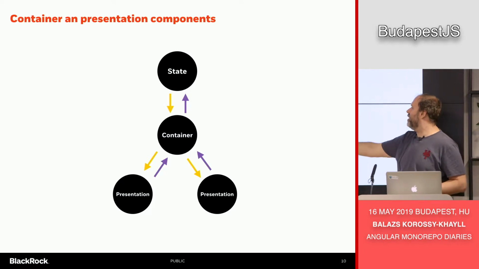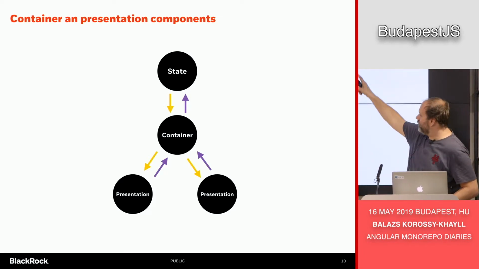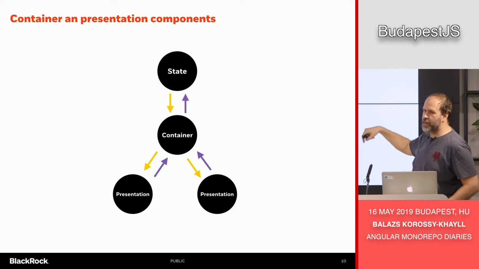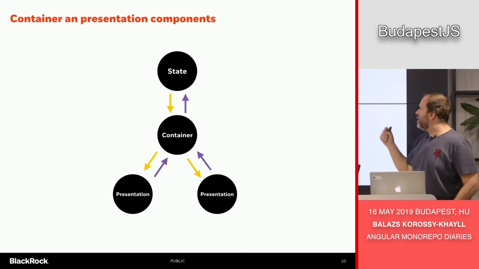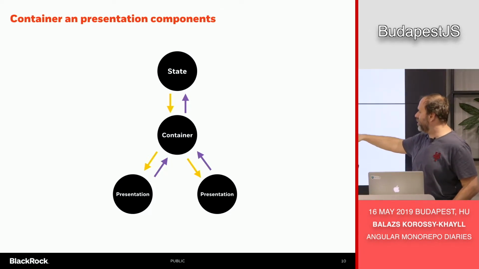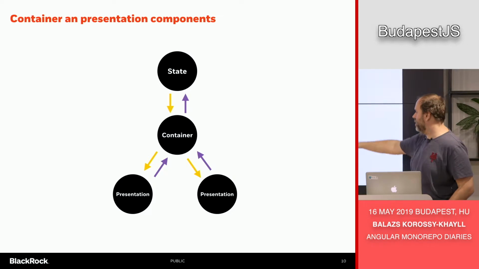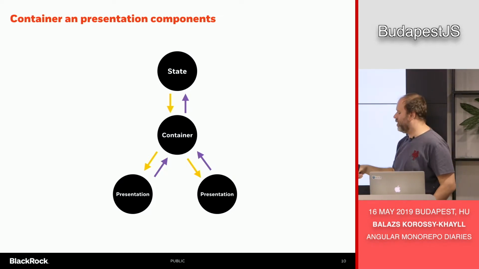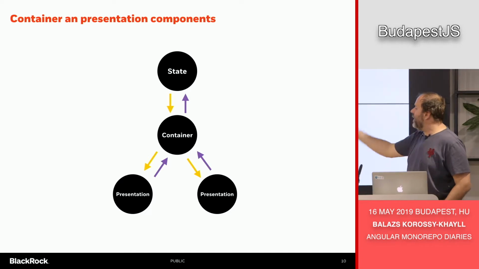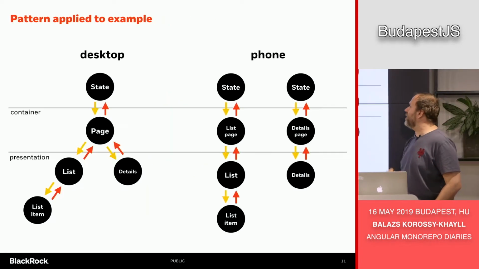You can see the arrows. This forms a nice one-way data flow. So, of course, once you go to presentation components, you then don't introduce any container components. But there can be more presentation components, and there can be more container components. So let's apply this pattern to the demo application.